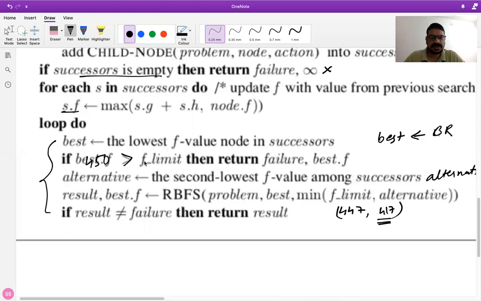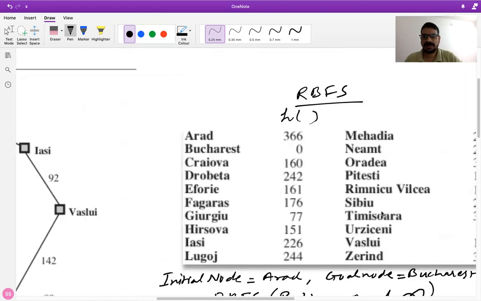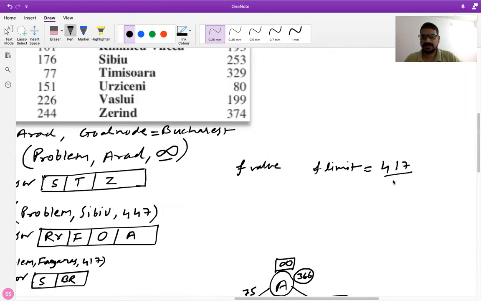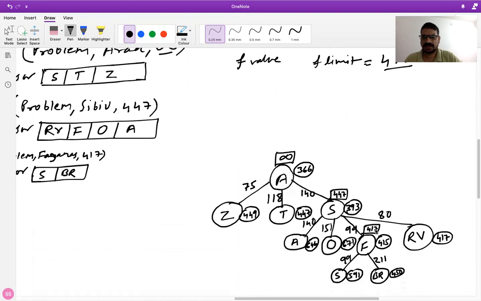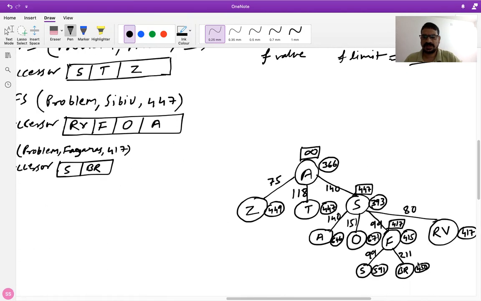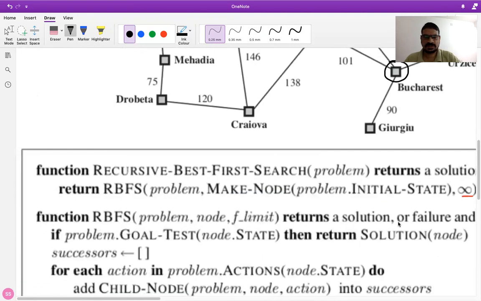Is 450 greater than the F limit? What is my F limit? Previously, I have calculated the F limit, right? The F limit is 417. So 450 is greater than 417. Yes. So this condition holds.